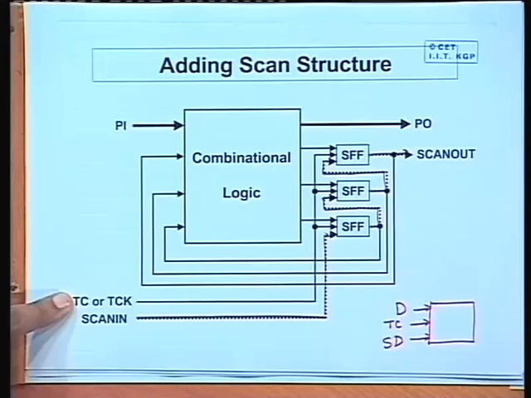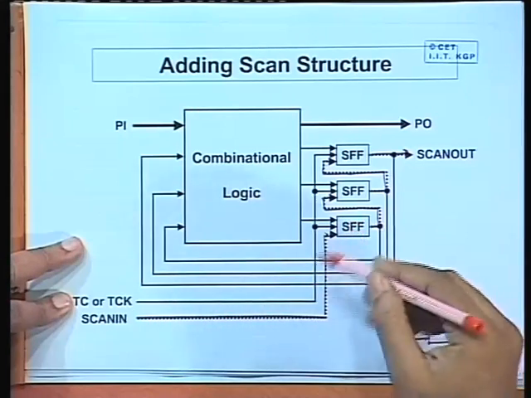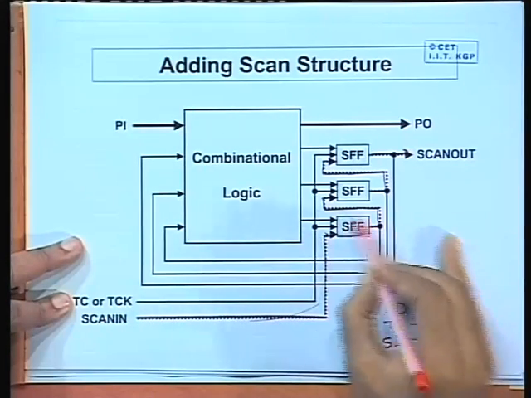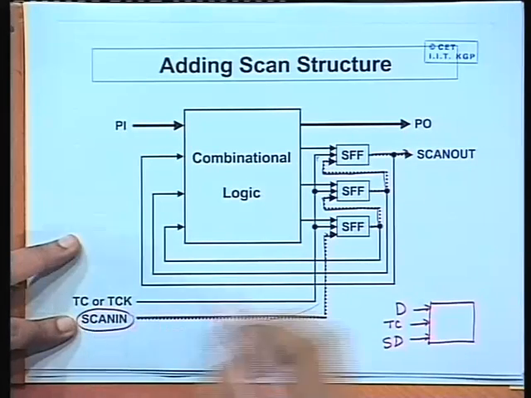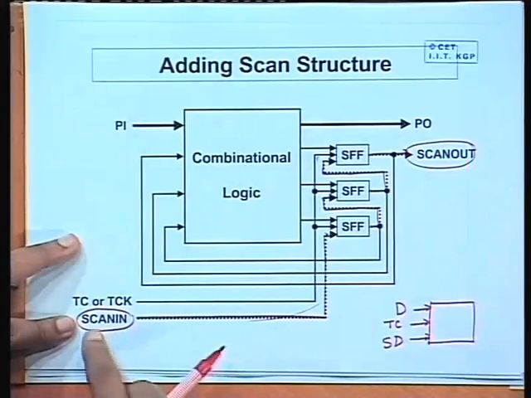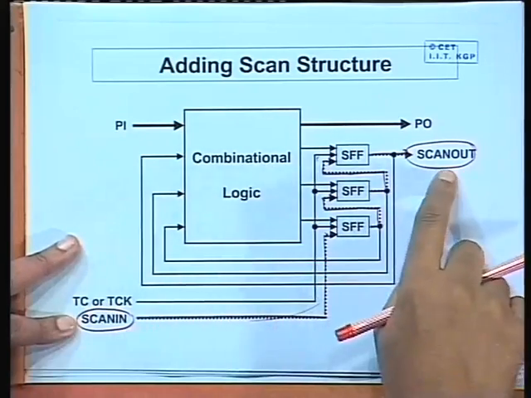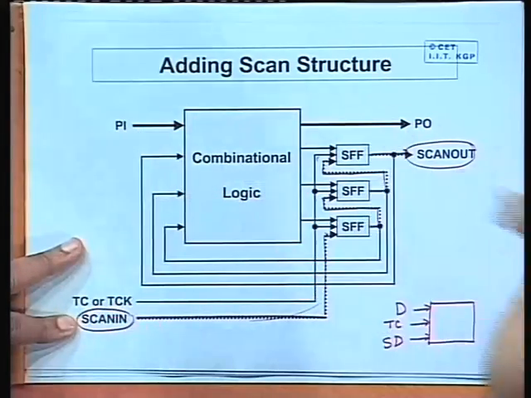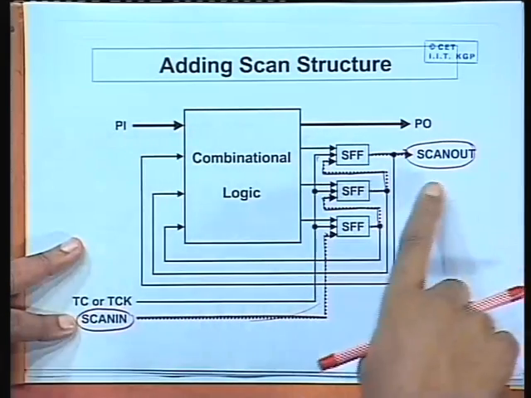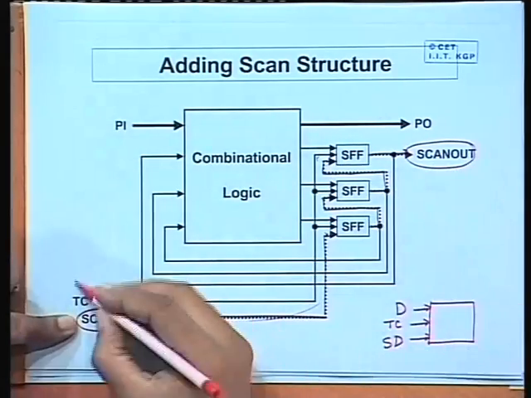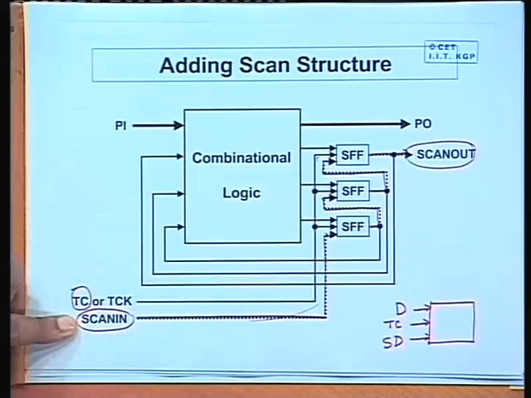So, whenever this TC sets the circuit to the test mode, the flip-flops are all in the form of a shift register. There is a scan in, there is a scan out. Through this you can feed data and you can observe. Now, scan in and scan out can be some of the primary input and primary output pins also. If we have extra available pins, you can use them in a dedicated way, but TC must be a separate pin.